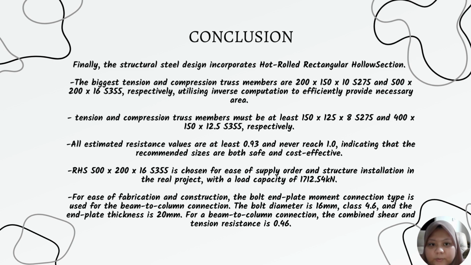RHS 500 times 200 times 16 S355 is chosen for ease of supply, order, and structure installation in the real project, with a load capacity of 1,712.54 kN. For ease of fabrication and construction, the bolt and plate moment connection type is used for the beam to column connection. The bolt diameter is 16 mm, class 4.6, and the end plate thickness is 20 mm. For a beam to column connection, the combined shear and tension resistance is 0.46.